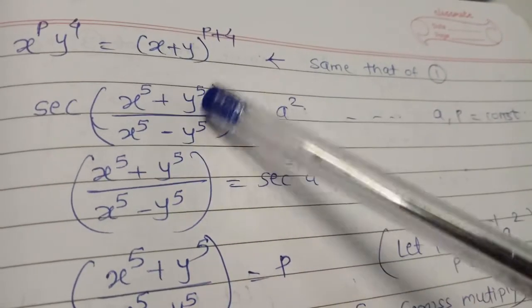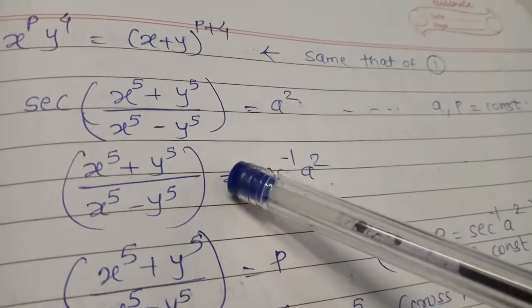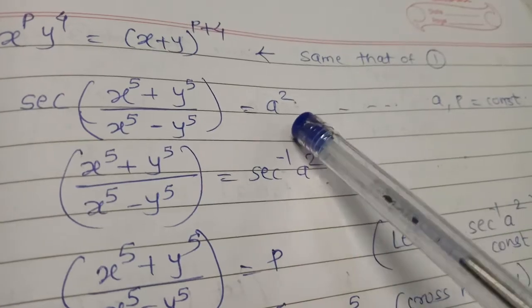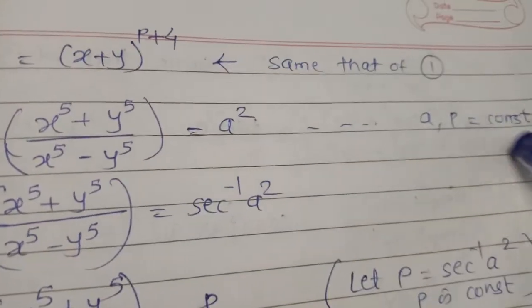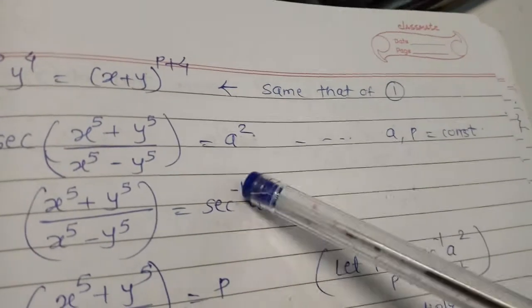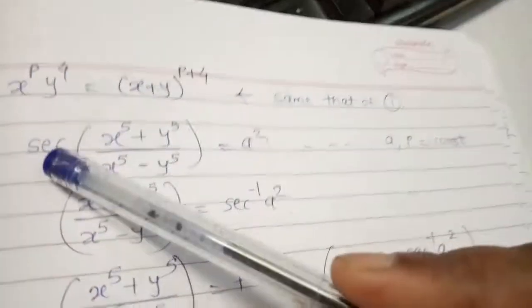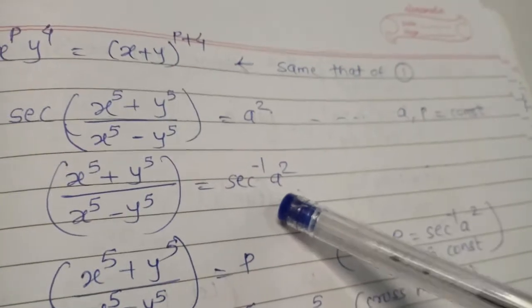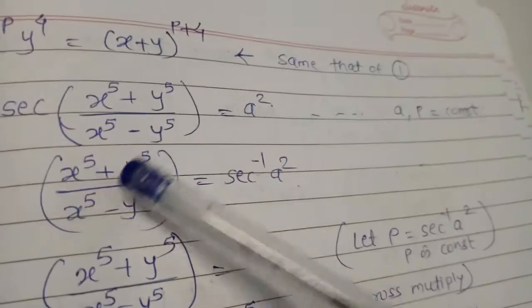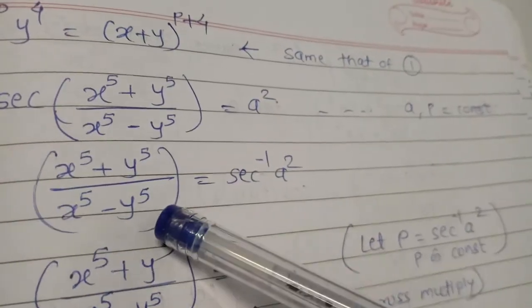So sec of x raised to 5 plus y raised to 5 upon x raised to 5 minus y raised to 5 is equal to a square. Remember that in all these examples a and p are the constants. So we're moving this sec to this side, so it will become sec inverse a square, x raised to 5 plus y raised to 5 upon x raised to 5 minus y raised to 5.